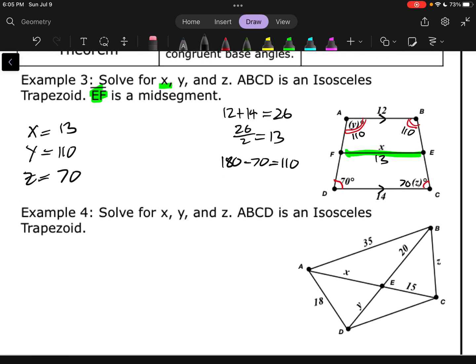All right, and then last one here. So solve for x, y, and z. ABCD is an isosceles trapezoid. Okay. X, y, z. What have we here? Well, I should know that this and this are the same, and this are the same, right? If this is an isosceles trapezoid, that's how those diagonals intersect each other. So x has to be 20, y has to be 15, and z, if this is an isosceles trapezoid, then these are those legs, right? So z's got to be 18.